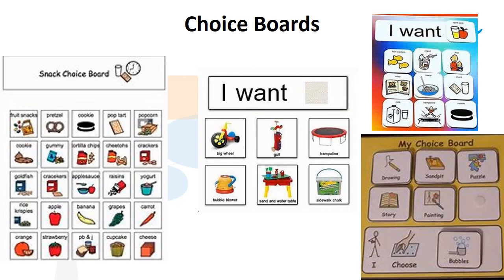So these are some examples of some choice boards. These can be personalised to the individual, and they can have more or less choices as appropriate. So we have a snack choice board with some leisure activities. It can be for whatever you want it to be. I've seen some people have it for songs. So what song do I want to listen to? What song should we sing next?